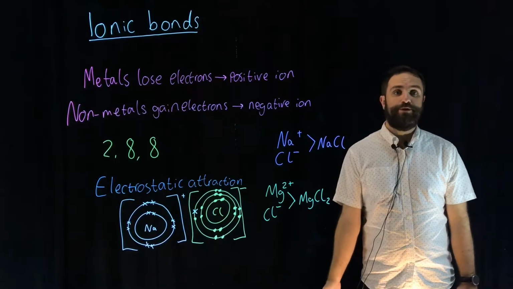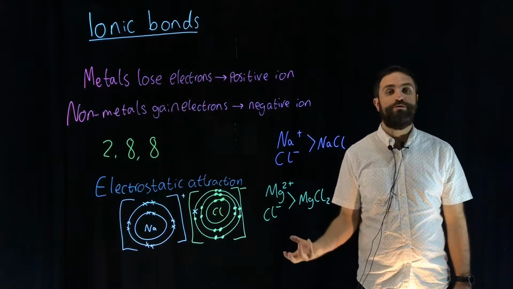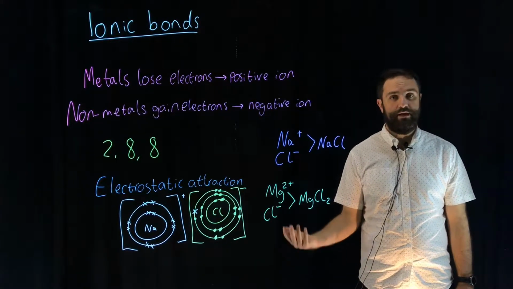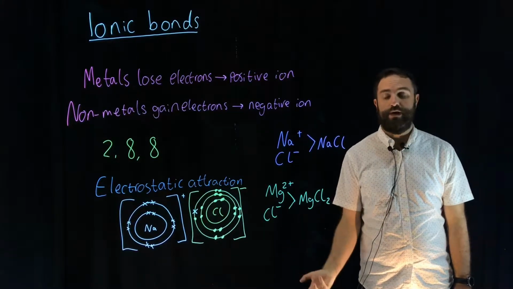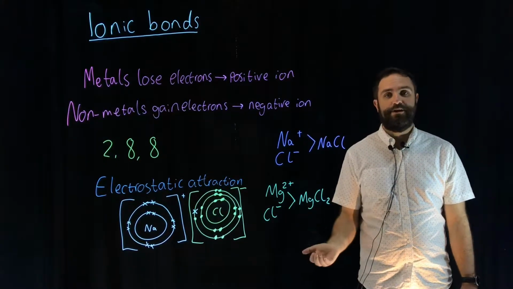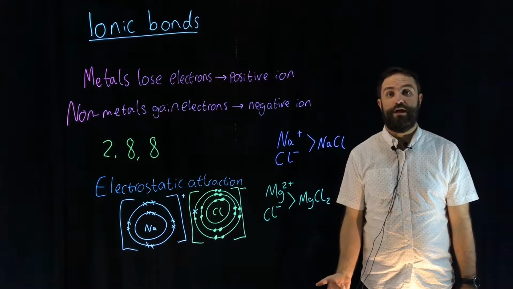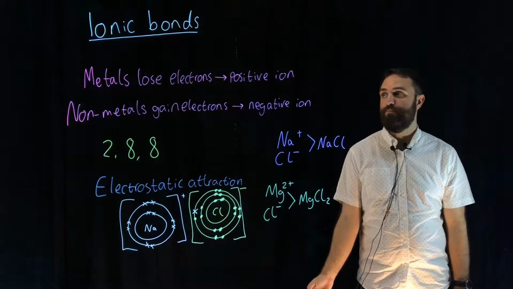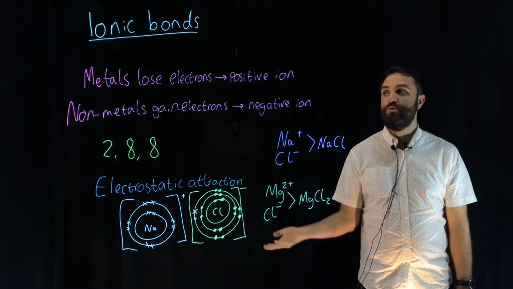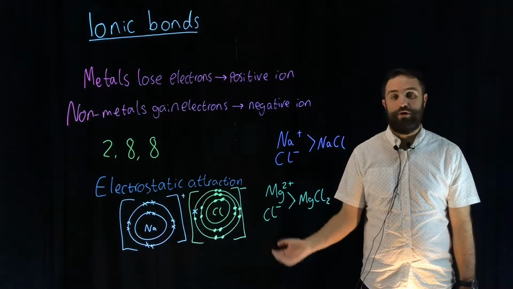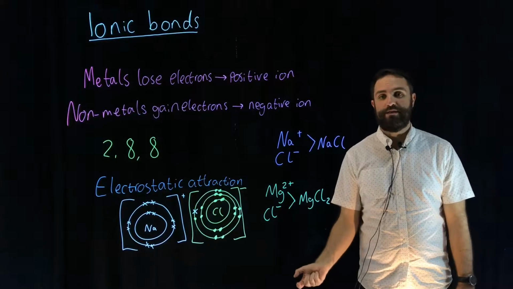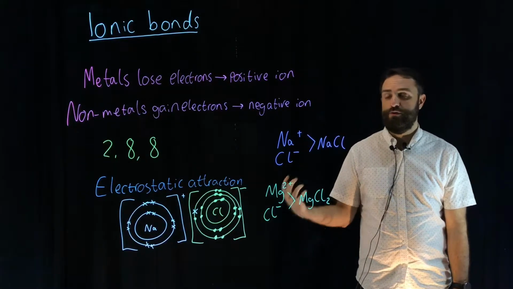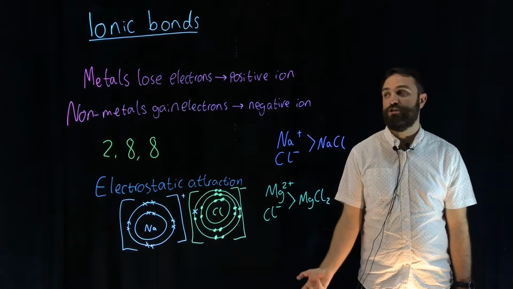The easiest way for them to do that is to either lose their electrons in their outer shell, making the next one down the full outer shell, or gain enough electrons to fill up that outer shell. And which one they do depends on their position in the periodic table. Metals lose electrons to form a positive ion. Remember, electrons have a negative charge, so if you lose them, you end up with a positively charged ion.